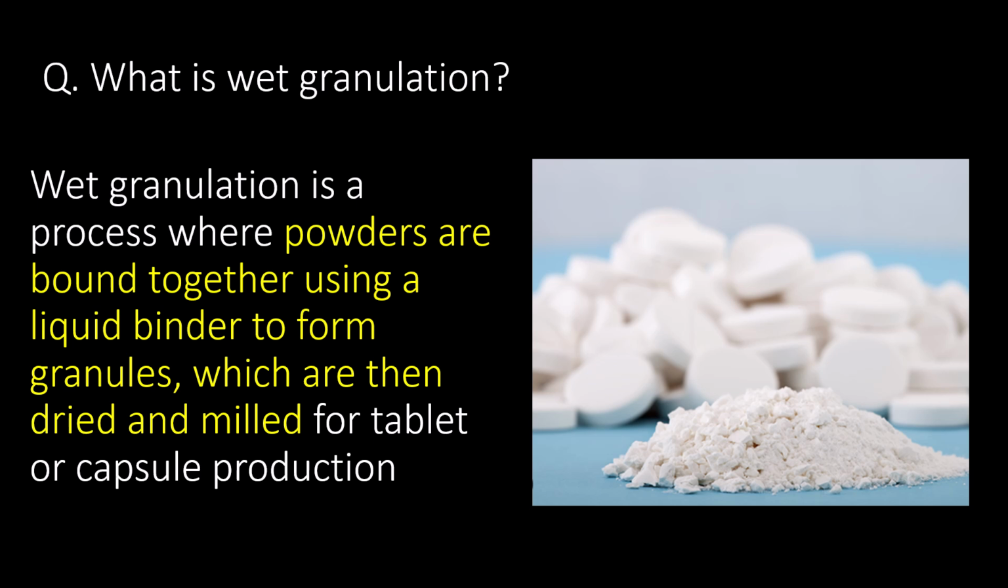First question, what is wet granulation? Wet granulation is a process where powders are bound together using a liquid binder to form granules, which are then dried and milled for tablet or capsule production.